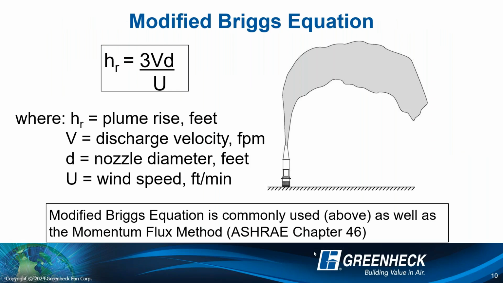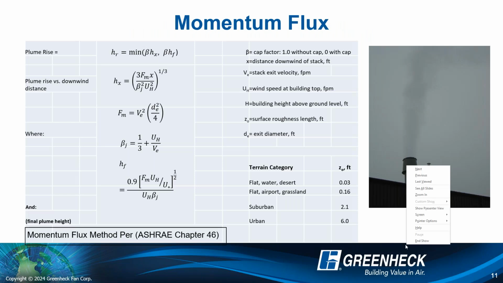Moving on here now, we're going to talk about two different ways to calculate plume height. There are two different calculations currently in the industry right now. The first one you're going to see on the screen here is the modified Briggs equation. Fairly simple equation. That equation is now more or less being pushed out of the industry just because it's not nearly as accurate as the momentum flux equation.